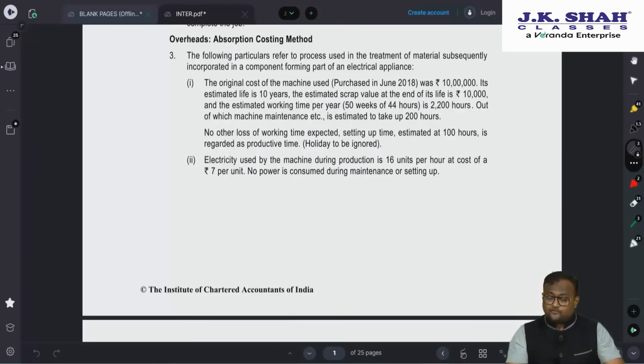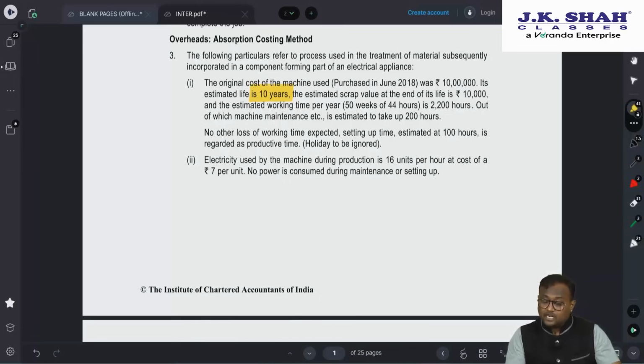The following particulars refer to the process used in the treatment of material subsequently incorporated in a component forming part of an electrical appliance. The original cost of the machine is 10 lakhs. Its estimated life is 10 years. Scrap value is 10,000. So 10 lakhs cost minus 10,000 gives 99,000 per annum, because your estimated life is given in terms of years. So 99,000 per annum is the depreciation.